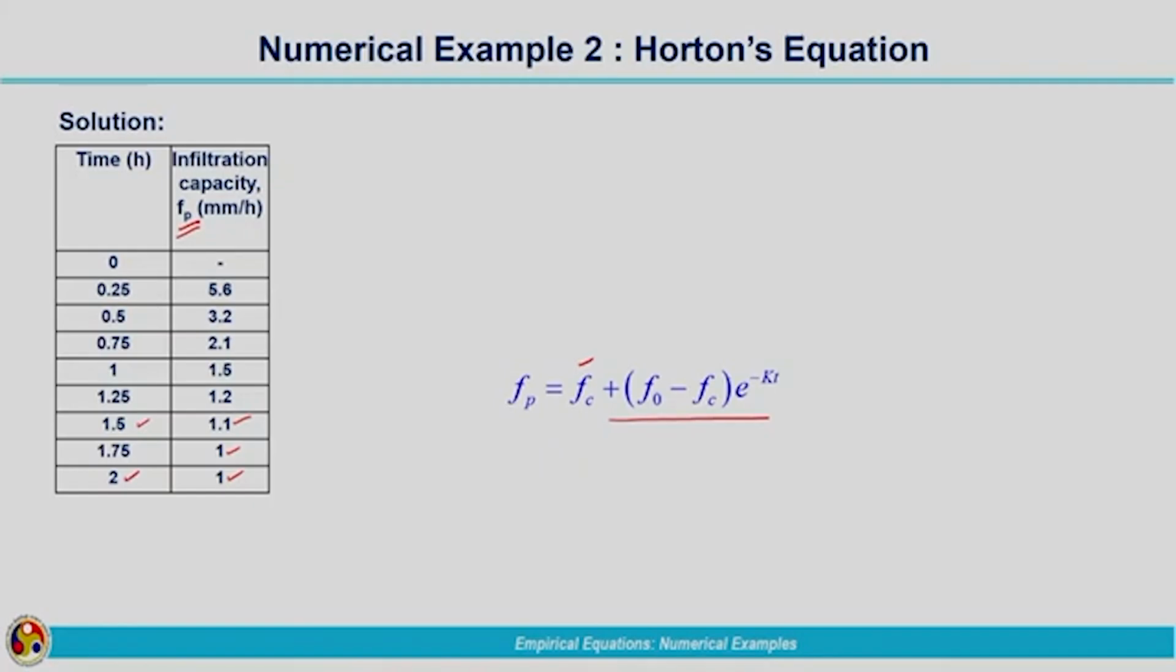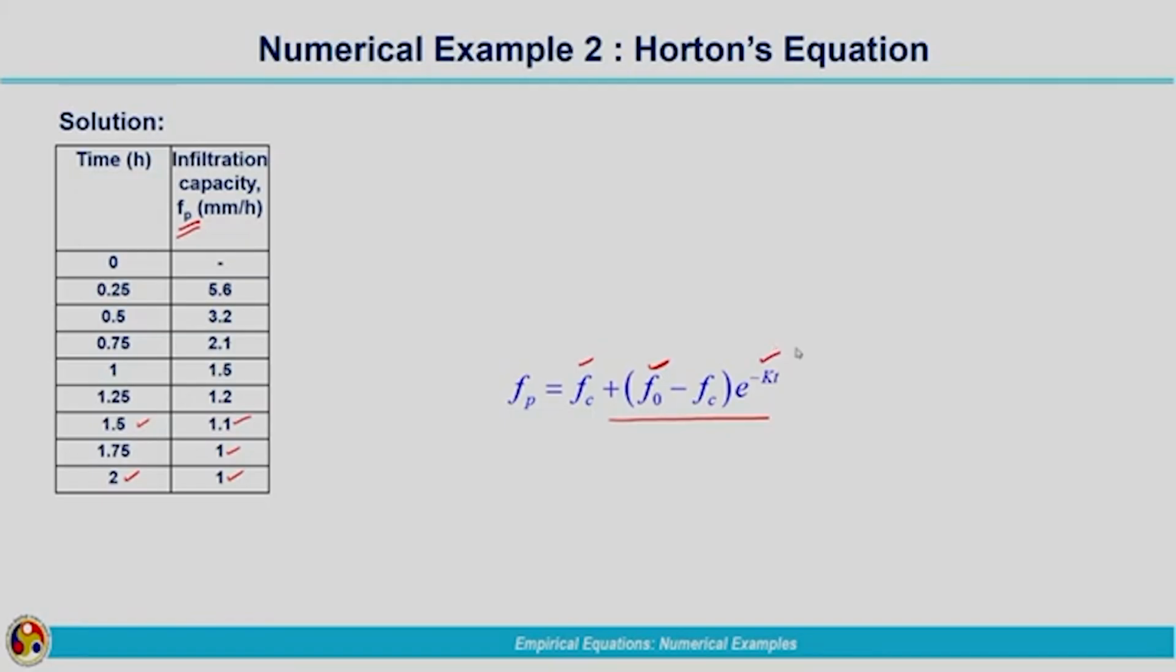So, Fc is obtained from our data. Now, we need to find out the values corresponding to F naught and k in the term F naught minus Fc multiplied by e to the power of minus kt.